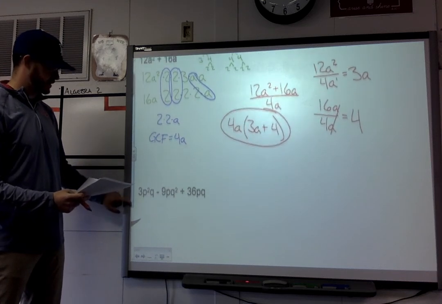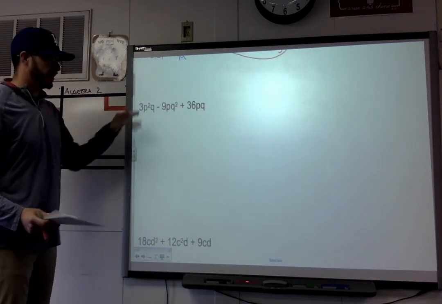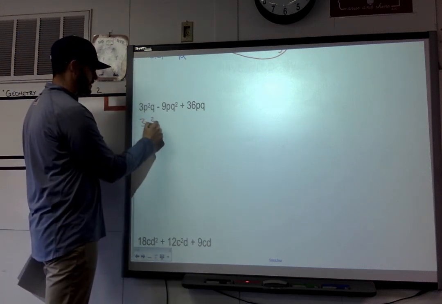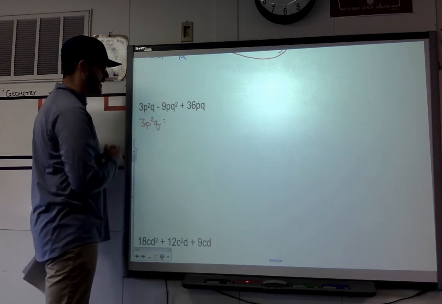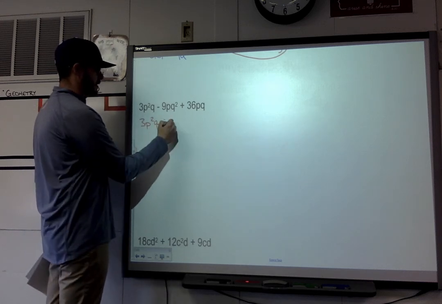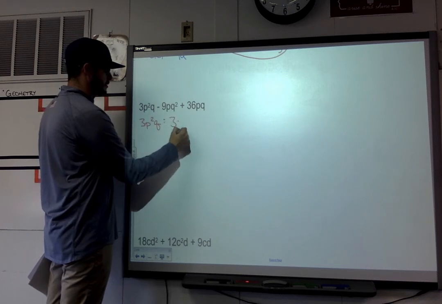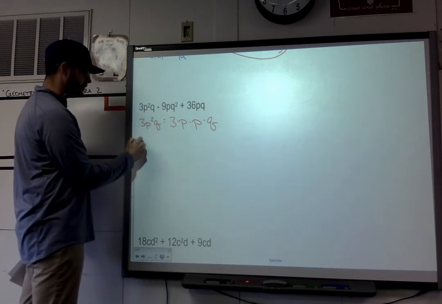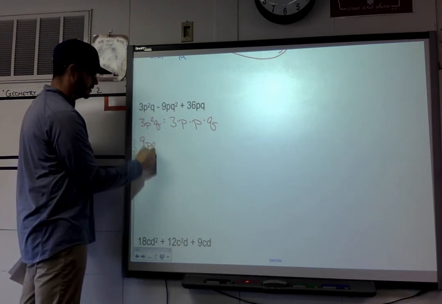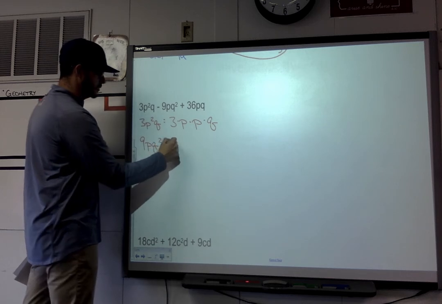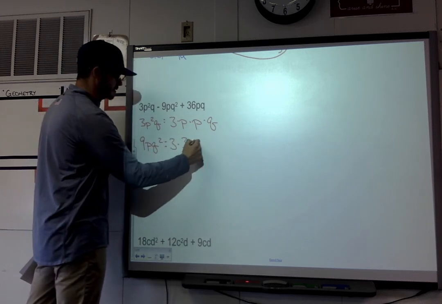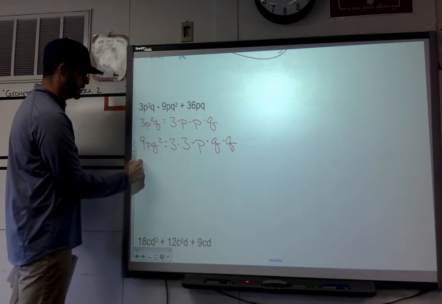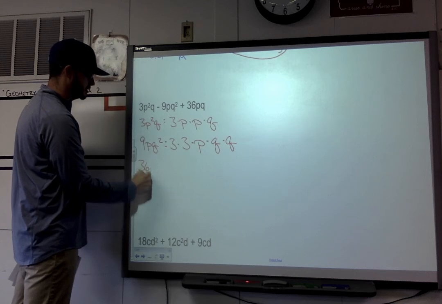Let's do another one here. I'm going to do this one, that longer method again. So 3p squared q. If I write out the factored form of that, it would be 3 times p times p times q. Then I've got 9pq squared, which would be 3 times 3 times p times q, and then 36pq.